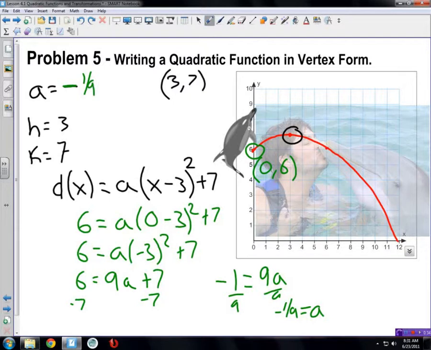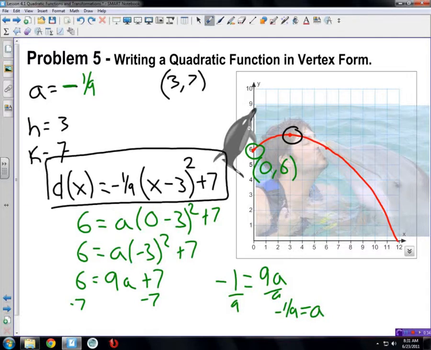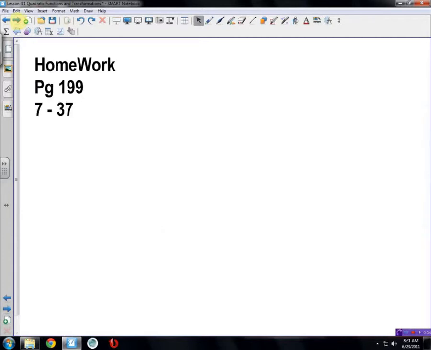And then the last step is just to plug it into the equation, right? So I'm going to take out this a that we weren't sure what it quite was, and plug in negative 1/9. Now here is the equation. All right. With that, you guys should be armed and ready to go to do these homework problems right here. So good luck, and ask me if you have any questions.